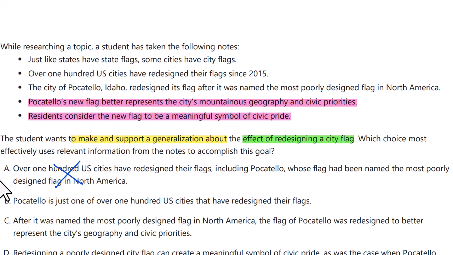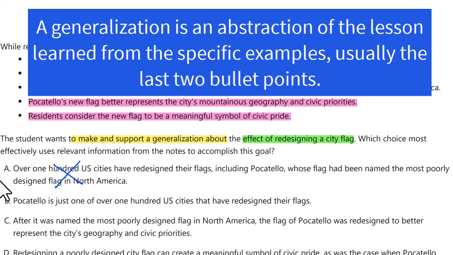A generalization is going to be a broad summary or abstraction of what those specific examples represent that I outlined in pink there. So irrespective of the details that it's Pocatello, more broadly, redesigning a flag represents the effect of inspiring civic pride and representing civic priorities. We want to make a generalization or an abstraction of what the specific examples show. Okay? That's what we're looking for in the answer choice as a generalization.